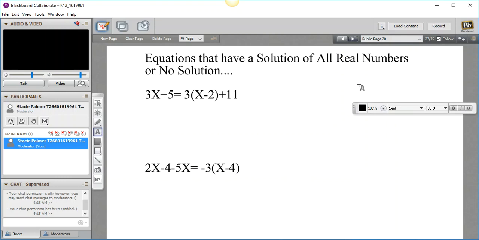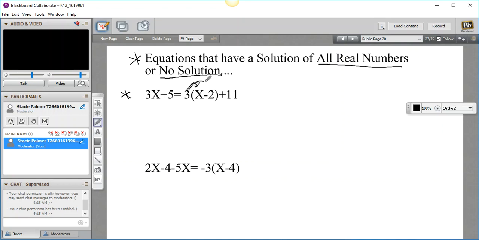One of the things that we haven't talked about yet in this class is that sometimes when you're solving an equation, you're going to end up having an equation that has a solution of all real numbers or that doesn't have a solution. So let me show you what that looks like. If we were to solve this equation for x, we can see that on the right side, we need to simplify it. We need to distribute this 3, which would give us 3x minus 6 plus 11. And then we need to combine these like terms. They're on the same side, so we just combine them. We get 3x plus 5.